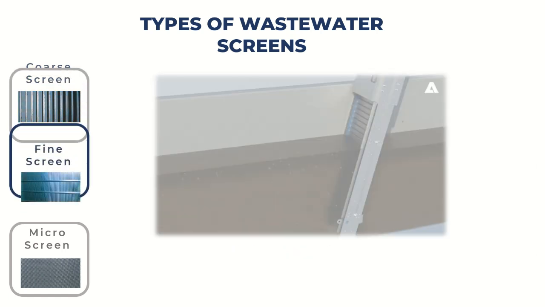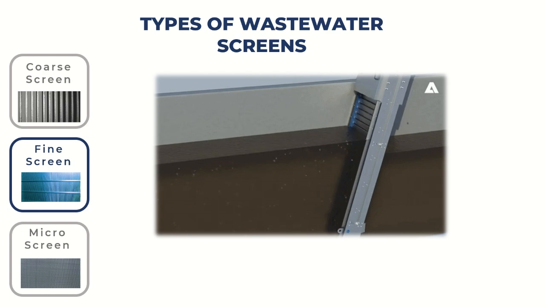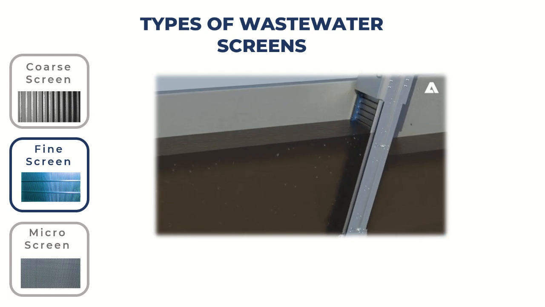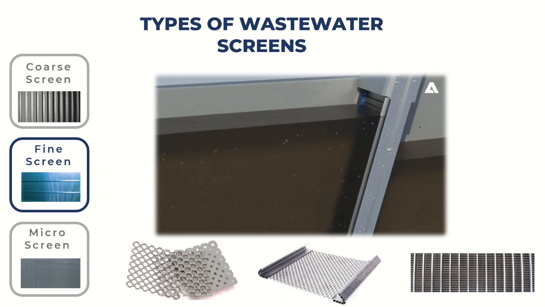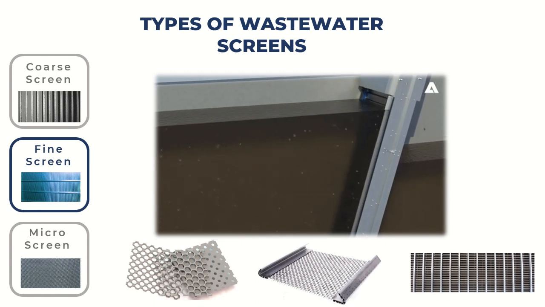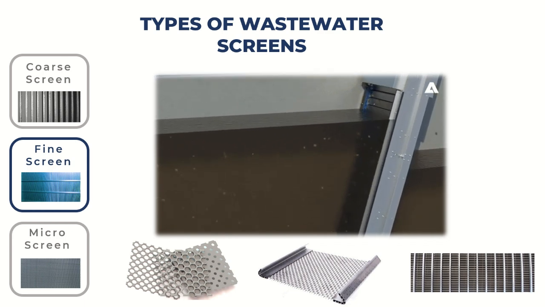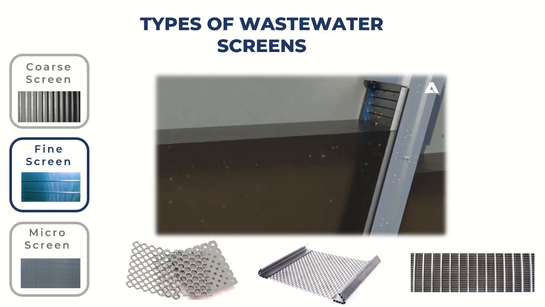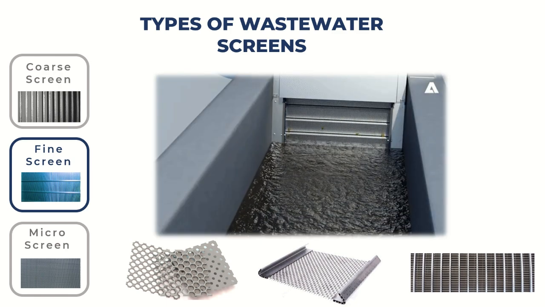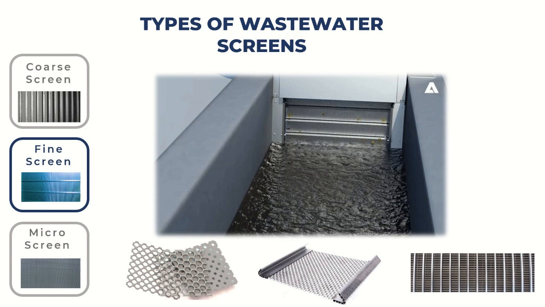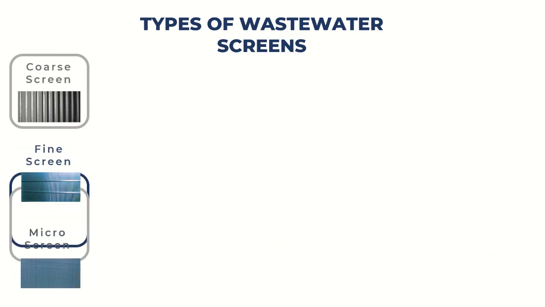Next is the fine screen. With smaller openings, it captures particles such as sand and organic matter, reducing the load on subsequent treatment processes. These screens are created from perforated plates, wire cloth, or wedge wire. This part of the screening process is employed to remove finer solids that the coarse screens could not capture. There are three common fine screening types in wastewater treatment plants: drum screens, step screens, static wedge wire screens.